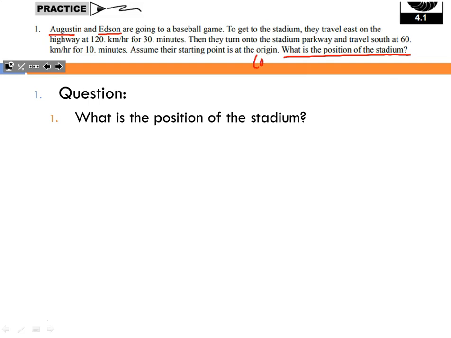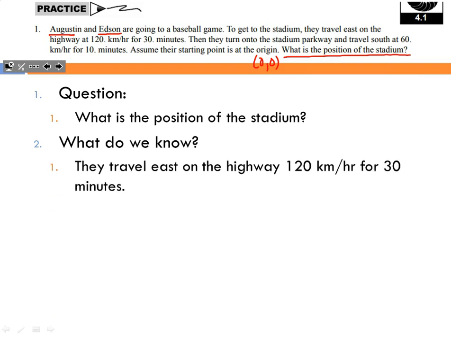So we know that our origin is going to be 0, 0 on a grid. We want to know, where did we go from 0, 0 to the stadium? So then we ask ourselves, the second question is, what do we know? What is the given? What are they telling us about traveling?